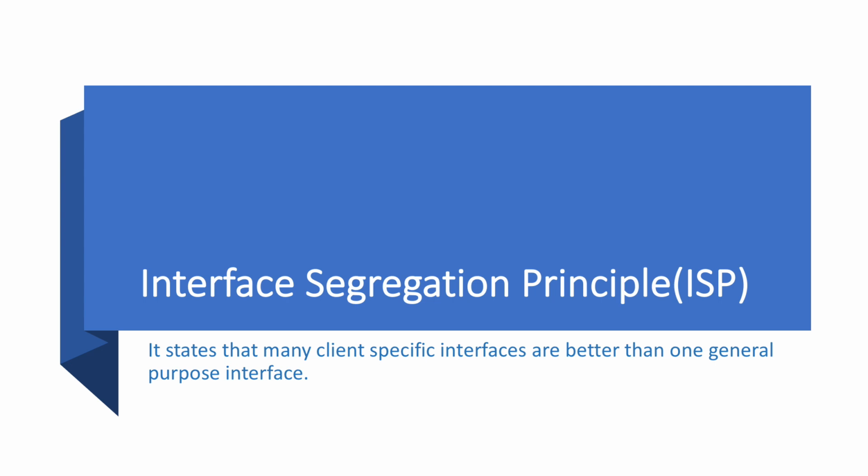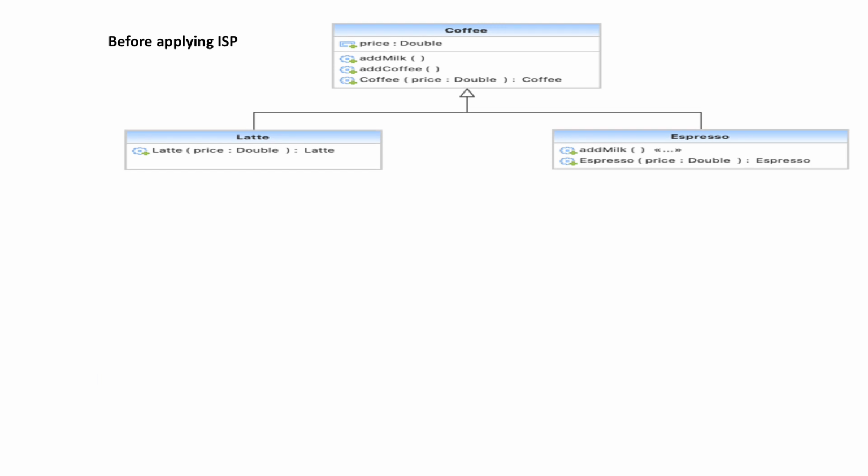Basically, it states that the client should not be forced to implement the method which it will not use. Let's look into the example of a coffee shop application which will strengthen our understanding of the interface segregation principle.